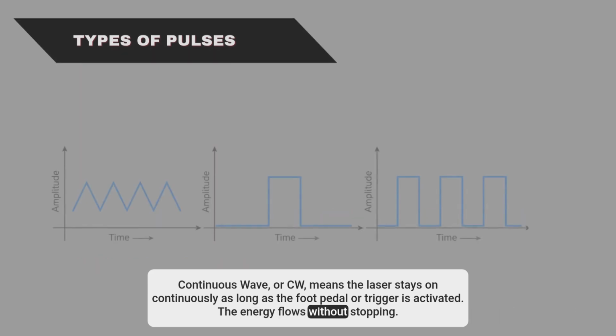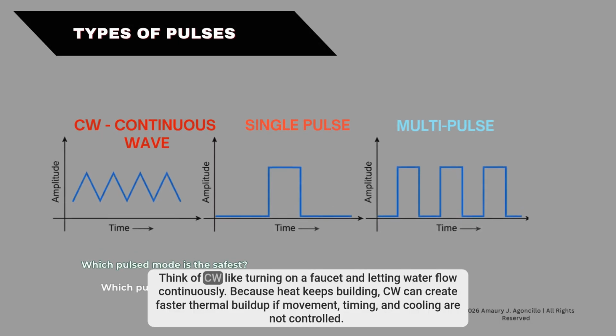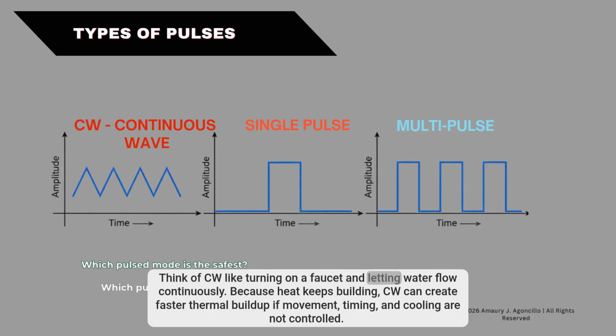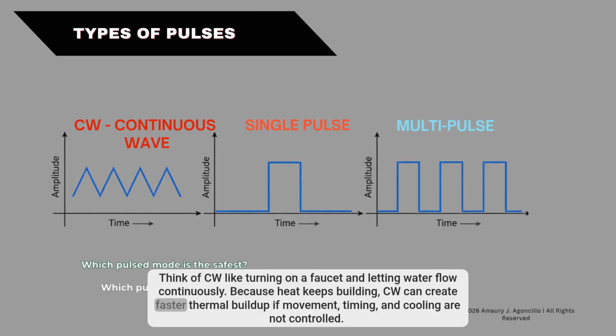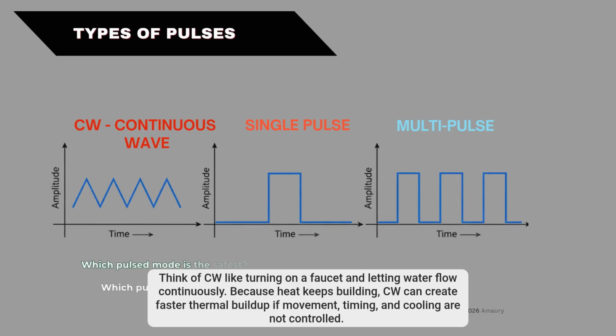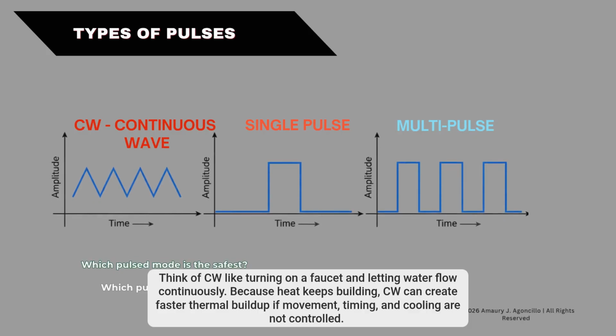The energy flows without stopping. Think of CW like turning on a faucet and letting water flow continuously. Because heat keeps building, CW can create faster thermal buildup if movement, timing, and cooling are not controlled.